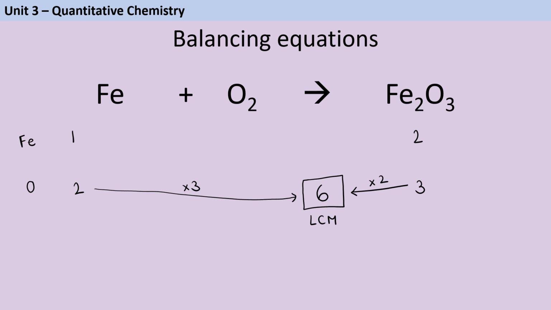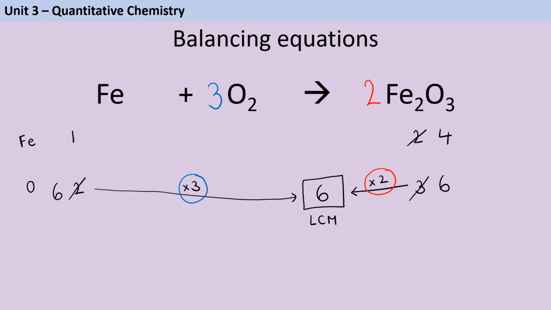Now those numbers are going to become my coefficients. So here I'm thinking about oxygen, so they're going to go in front of the chemicals that contain oxygen. So this 2 here goes up here, and this 3 here is going to go in front of my oxygen. Now I need to recount my atoms because they're going to change things. So remember that 2 is applying to everything that comes afterwards.